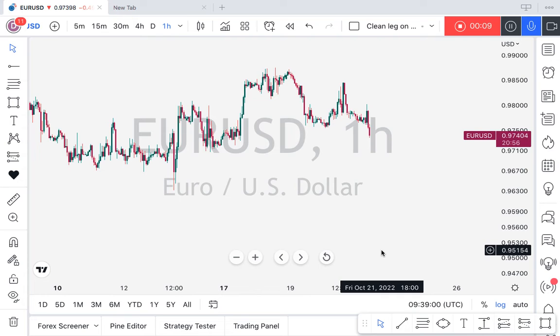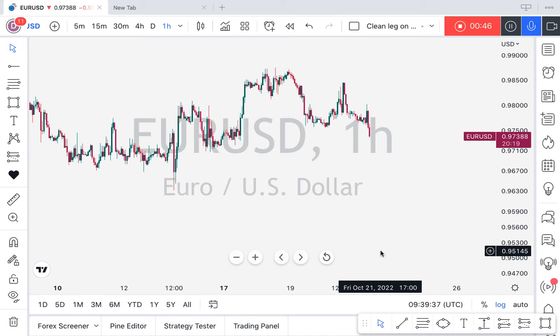I've been getting lots of messages from you all asking me to show you how to accurately plot your key levels. That is your support and your resistance levels. Now, the thing about key levels and exactly where to place them is it's all subjective. Okay, it's all subjective.